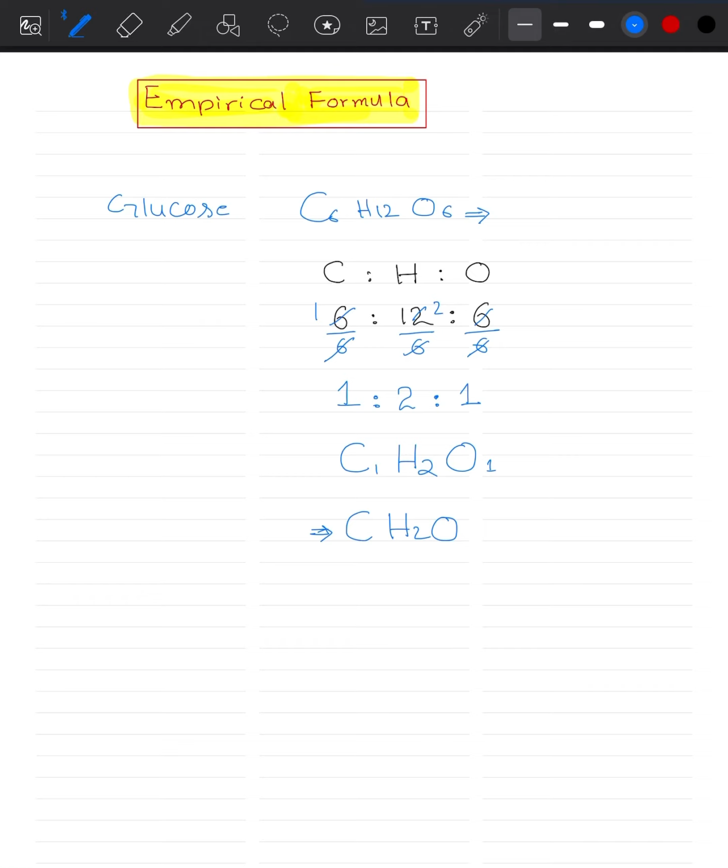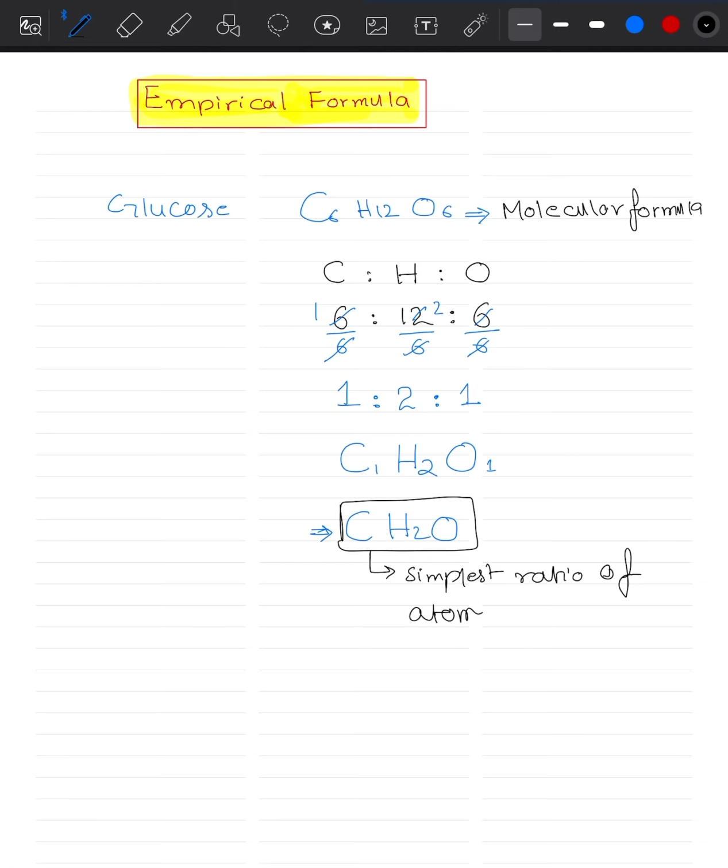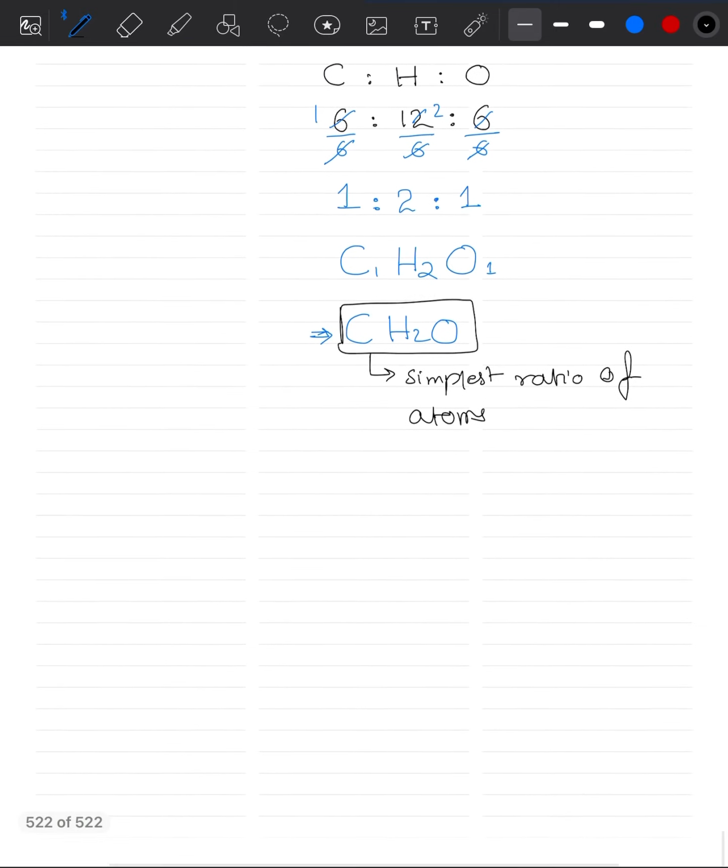So now we can differentiate between the molecular formula and the empirical formula. Molecular formula shows the exact number of atoms in a compound, and empirical formula represents the simplest ratio of atoms present in a compound. Let's take another example.